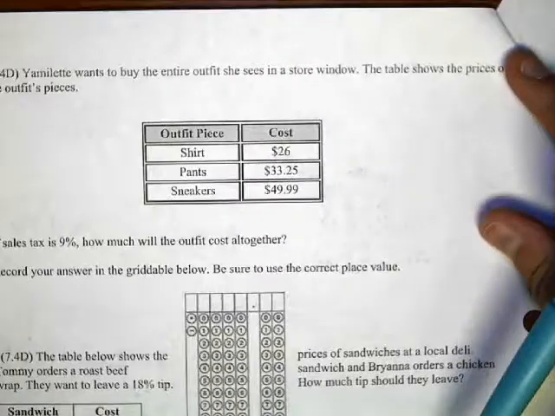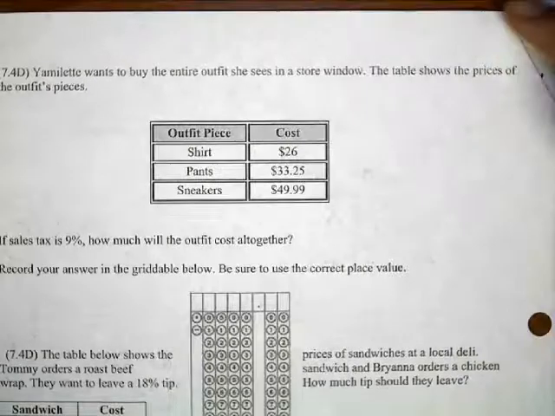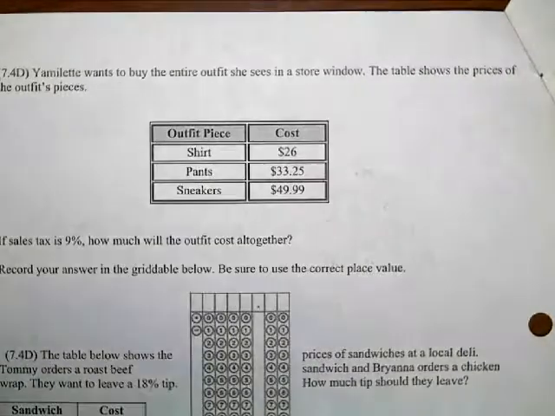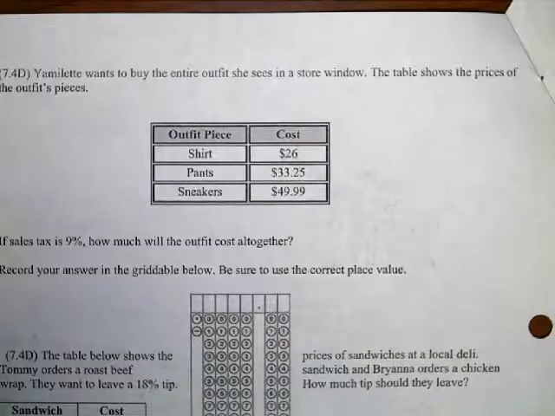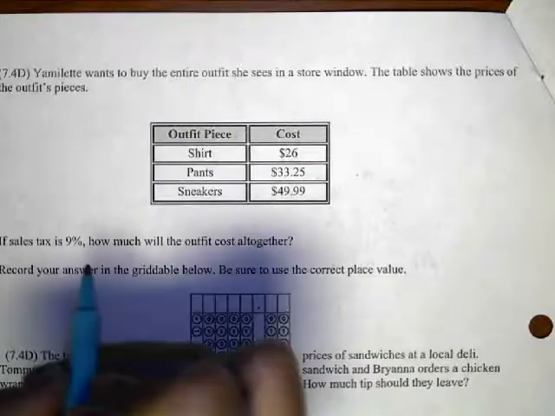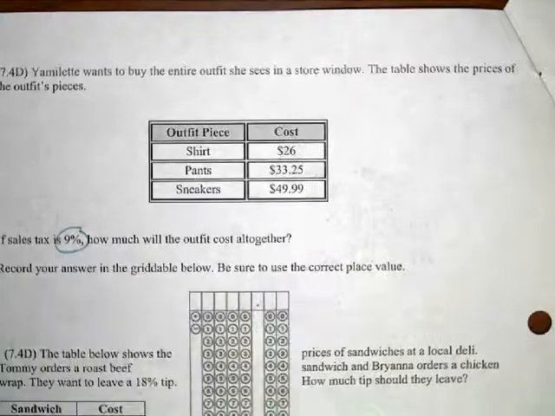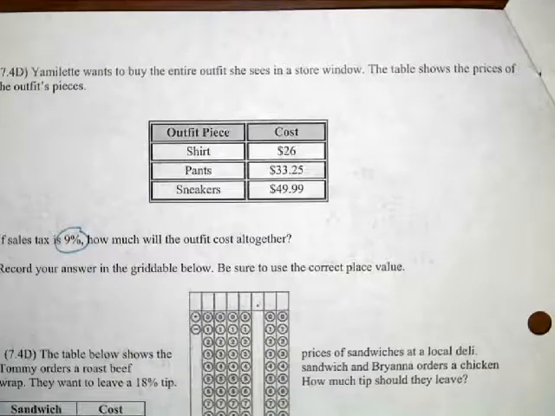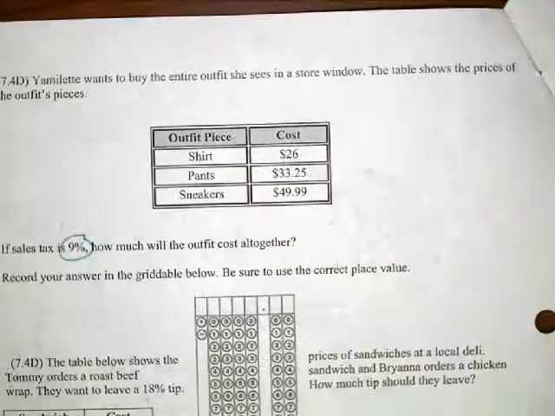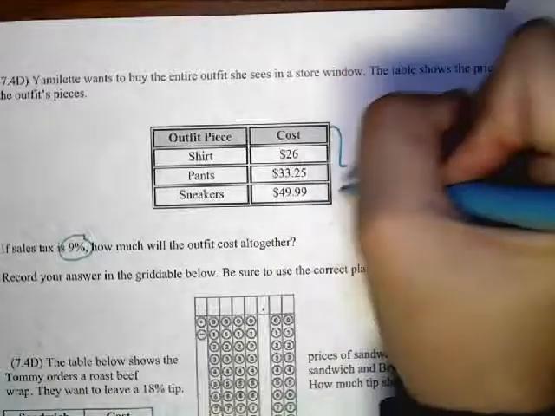Question 5. Yamilet wants to buy the entire outfit she sees in a store window. The table shows the prices of the outfit pieces. If sales tax is 9%, how much will the outfit cost altogether? So the first thing we need to do is find our total of everything she's purchasing.